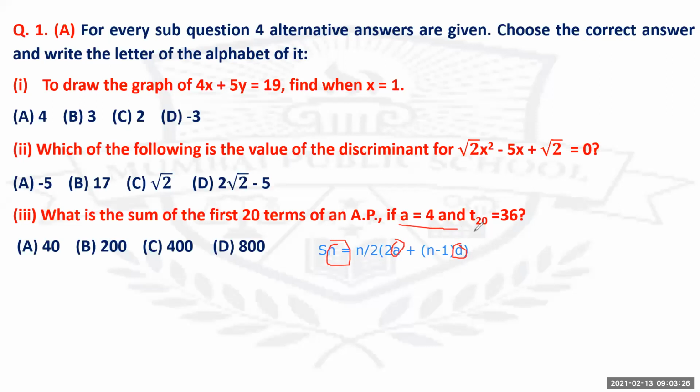So what you're going to do is, from this t20 equals 36, you can get the value of n minus 1 into d. Because the formula of Tn is a plus n minus 1 into d. That value you will substitute here and you'll get the answer. The correct option is C, that is 400. Is this clear? So very simple questions are there. You have to just understand what type of logic you are going to apply to that particular question.